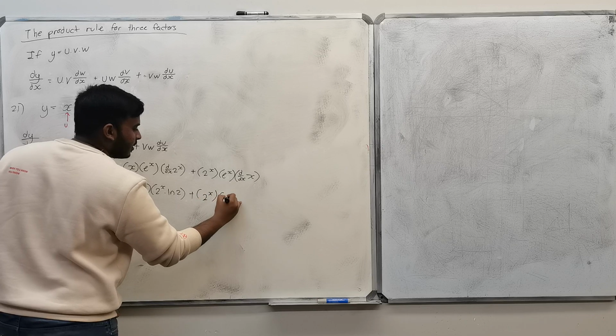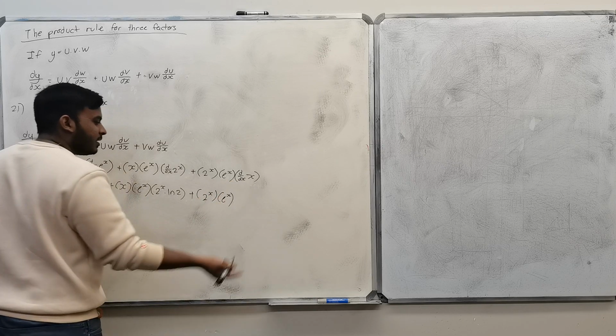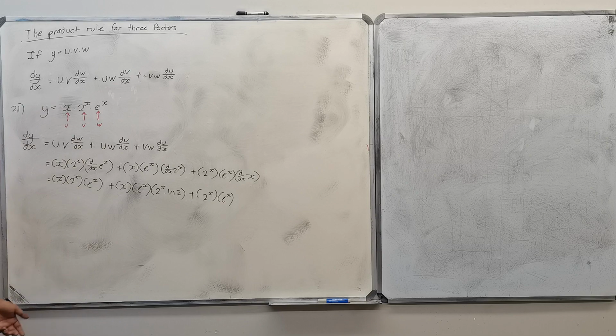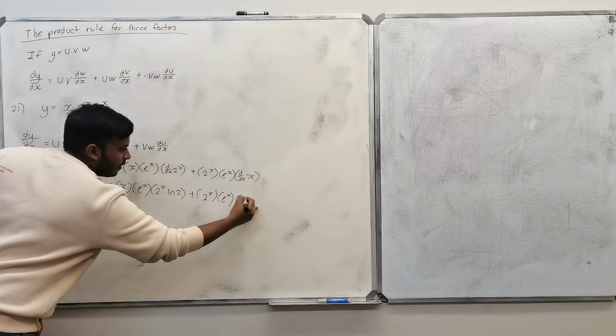Plus 2^x times e^x, and the derivative of x is 1. Don't need to write it, okay? But yeah, write it for now. Next time I will write it.